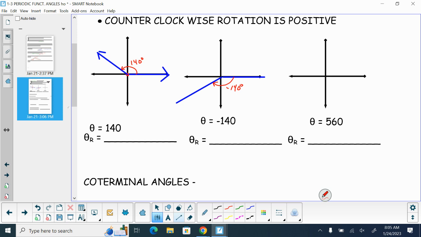560, where would that end up in? Draw your angle. 560 degrees, where would that end up in? Which quadrant?